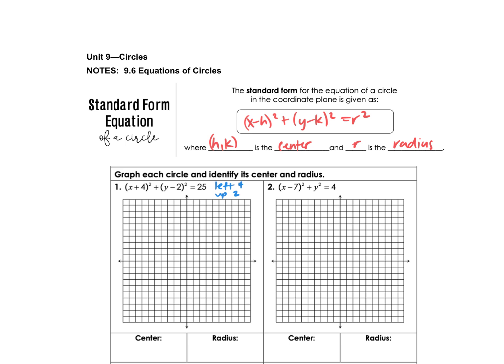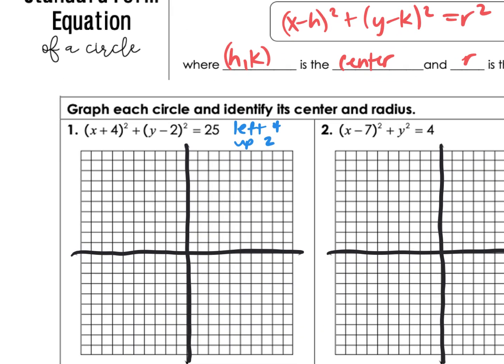If you cannot see them, you might want to get a highlighter or something because it's a little bit hard to see your x and y axes on these. They blend in really well. So from the origin, we are going to go to the point (-4, 2).